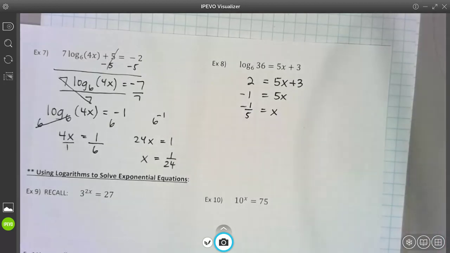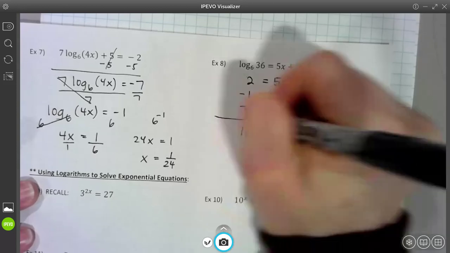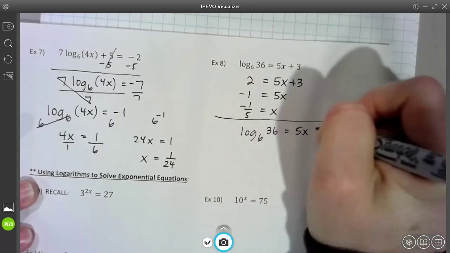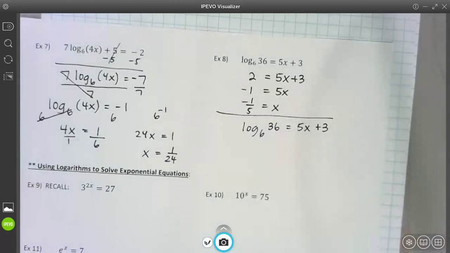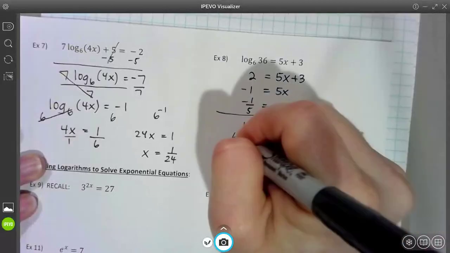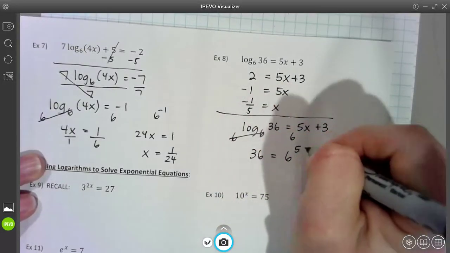All right, let's say you missed it. Let's say you're like, damn it, I didn't see it, Hardy. I didn't know log base 6 of 36 was just 2, right? It's okay. You'd be okay if you kept doing what I showed you. Okay, let's say you're just going through the motions. I'll base 6 to both sides. They cancel. I get 36 equals 6 to the 5x plus 3.